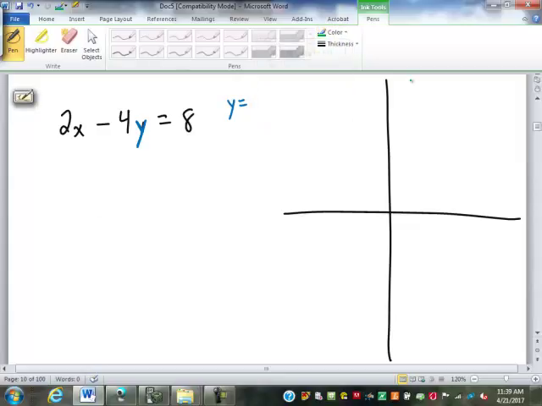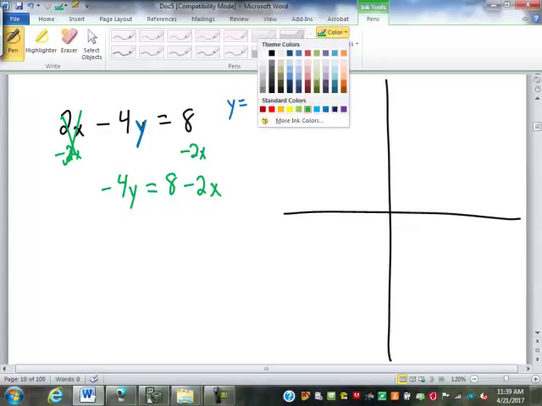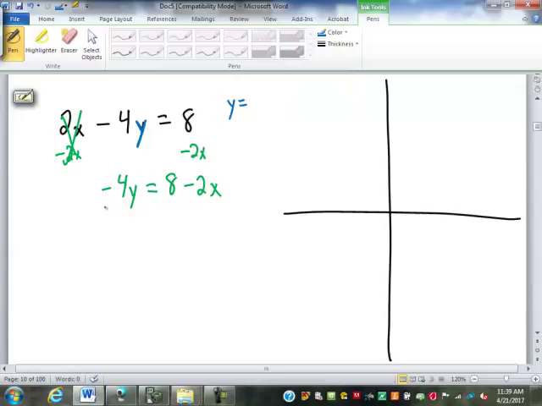What did we have to do first to get y by itself there? Subtract the 2x. Very good. So that's gone. We have negative 4y equals 8 minus 2x. What's our next step? We divide by negative 4. Now when we added or subtracted, we only had to do it to one piece on each side. When we divide or multiply, we have to do it to every term on each side.